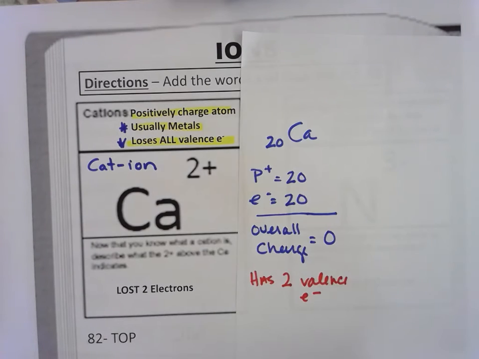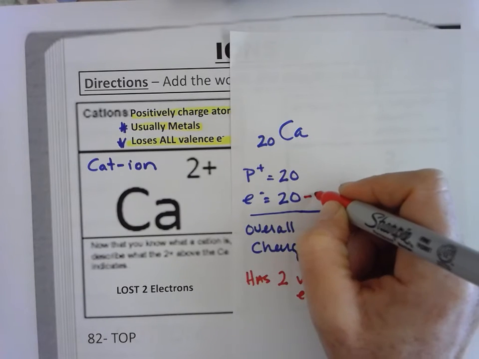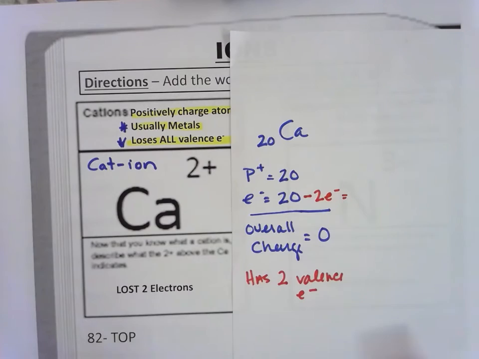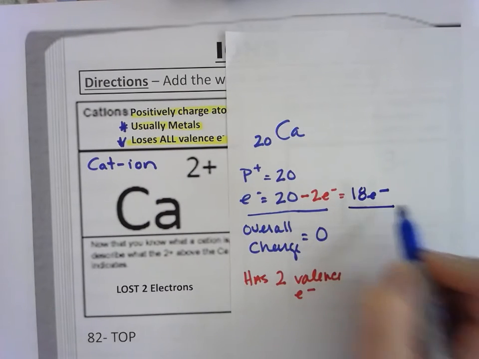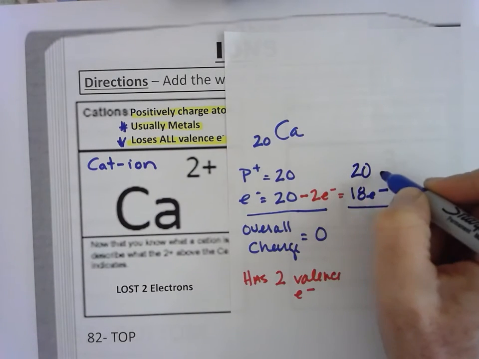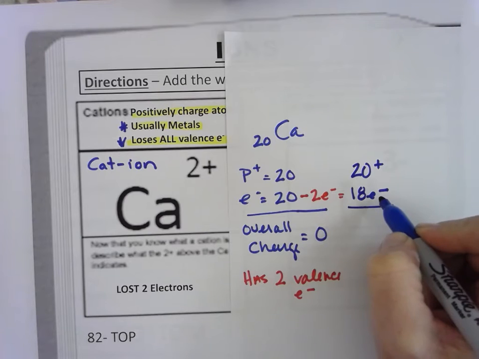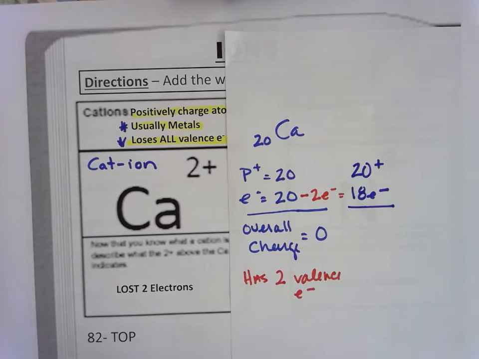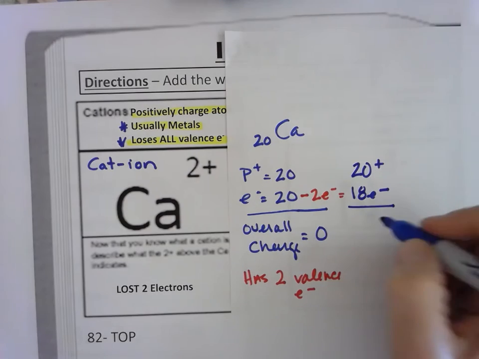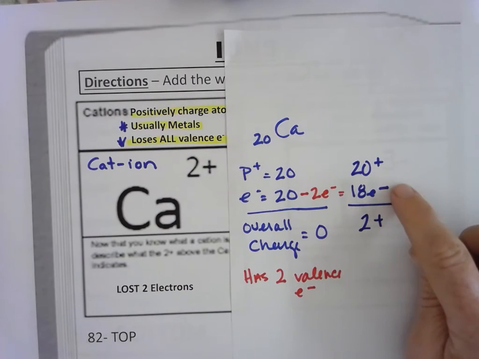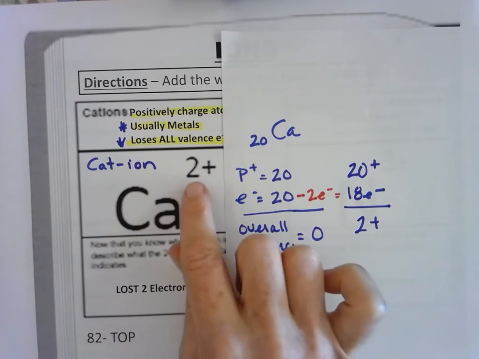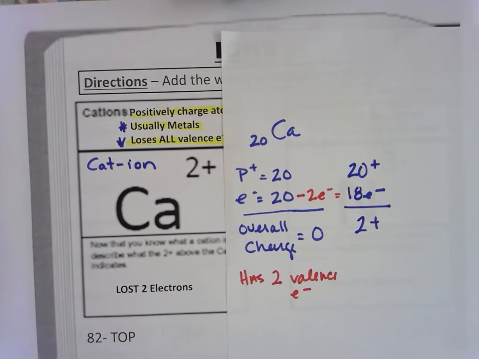It's going to lose 2 electrons, giving it an overall charge for electrons now of 18 electrons. So now I have 20 positives to 18 negatives. That means my overall charge is +2, because I have 2 more protons than I have electrons. So the charge is +2. That is how they got the +2 charge, because it lost 2 electrons.